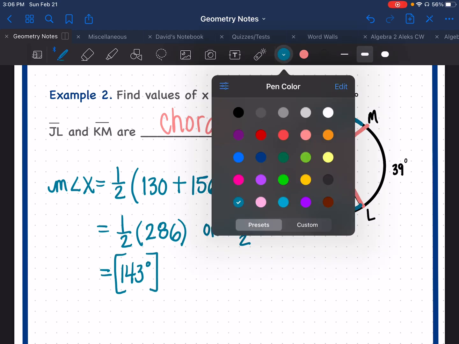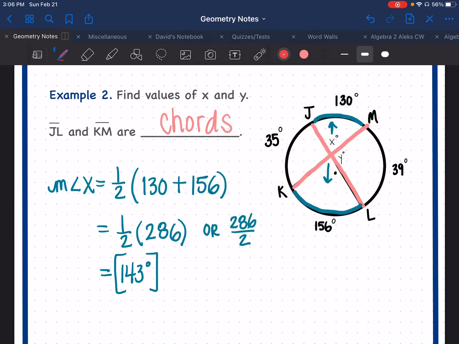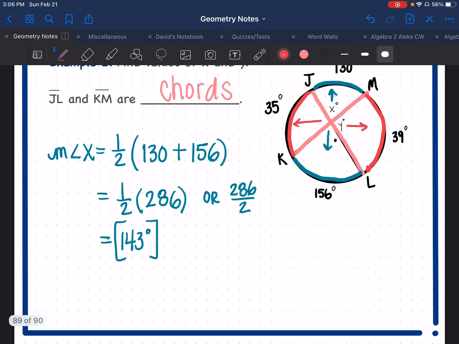Okay, then my other one, angle y, looks like angle 1 from up above. And so it's this arc and it's that arc. To find the measure of angle y, it's going to be 1/2 times 39 plus 35. 39 plus 35 is 74.